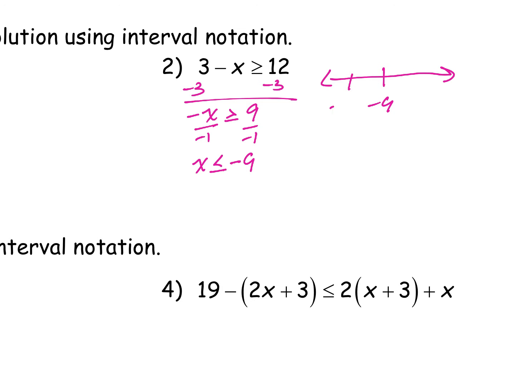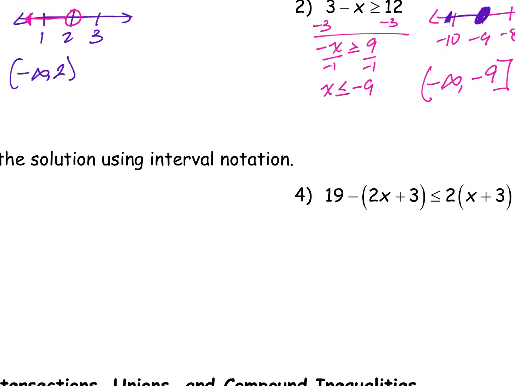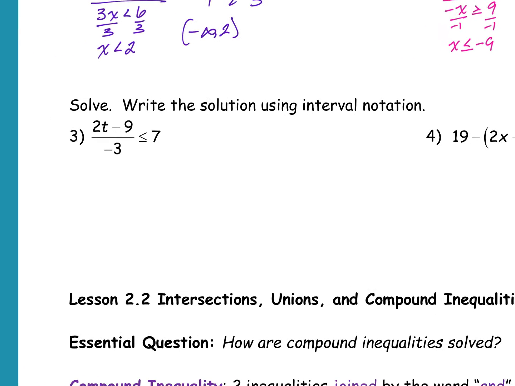So negative 9, negative 10, and negative 8. Open or closed? Closed. And which way is less than negative 9? To the left. Beautiful. Okay, and what is my interval notation? It is negative infinity to negative 9. Both parentheses? No. Only the 9 is a bracket. Good. Okay, awesome.